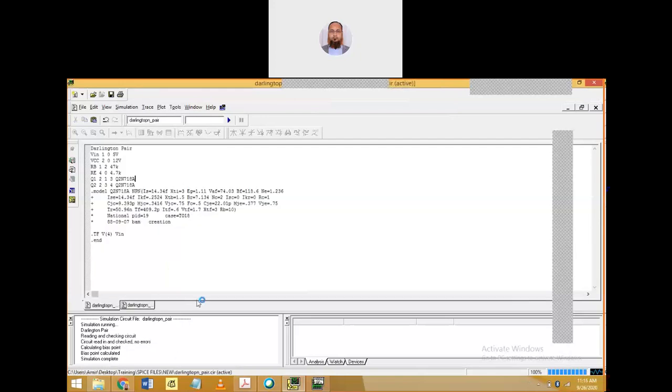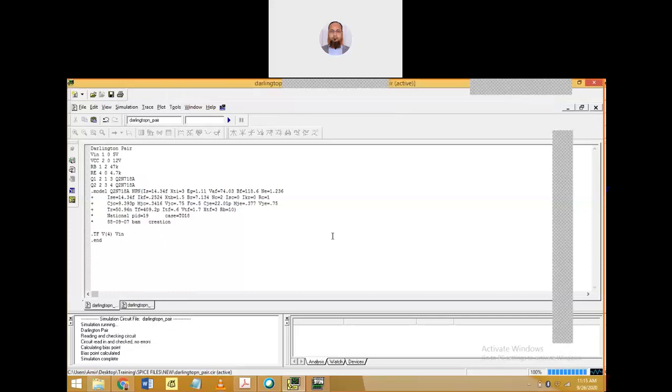So if the model is given, I have shown you the three ways we can write a BJT model. We can import the model from the library, we can write the model, or the question may give you the model itself.